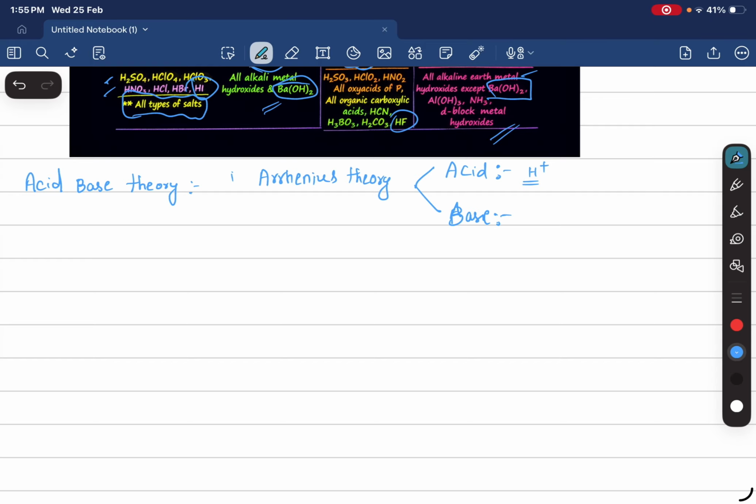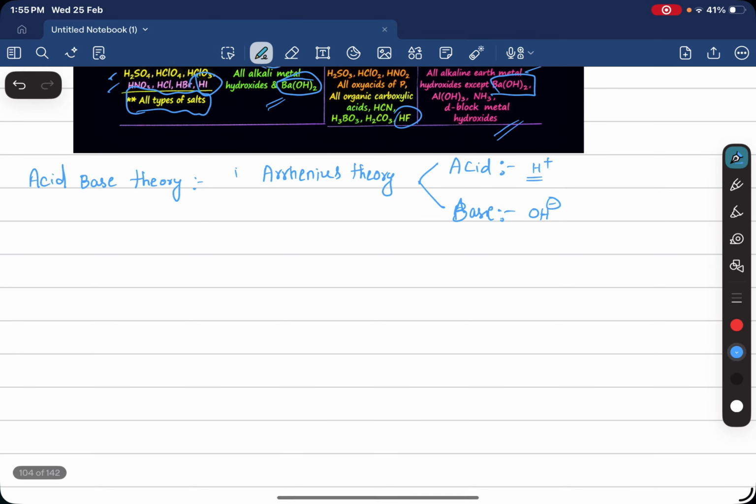The substance which contains replaceable OH minus ions is called a base. In simple words, that which produces a proton in solvent is called an Arrhenius acid, and that which produces OH minus ion in solvent is called an Arrhenius base. Examples for this: anything which contains HCl, and here Ca(OH)2, NaOH, all these.